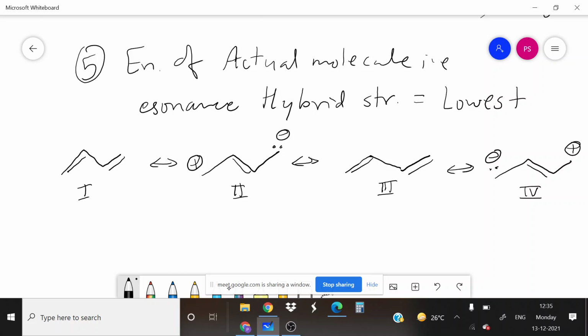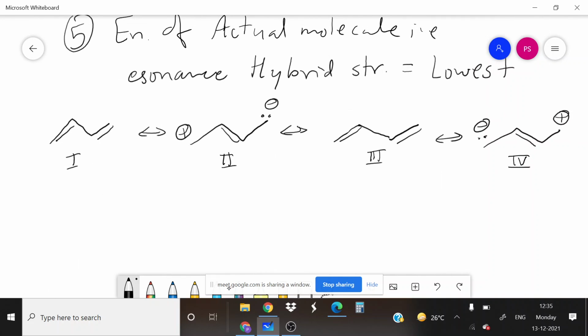Now what is the resonance hybrid structure? We have to hybridize all these 4 structures into a single structure. This is the carbon framework. In structure number 1 and structure number 3, the double bond is between carbons 1 2 and 3 4. But in structure number 2 and structure number 4, the double bond is in between the second and third carbon. So in the hybrid structure, a double bond should be there in between the second and third carbon.